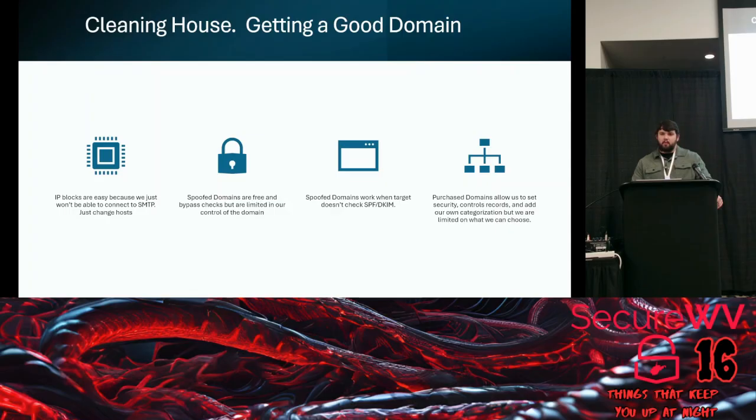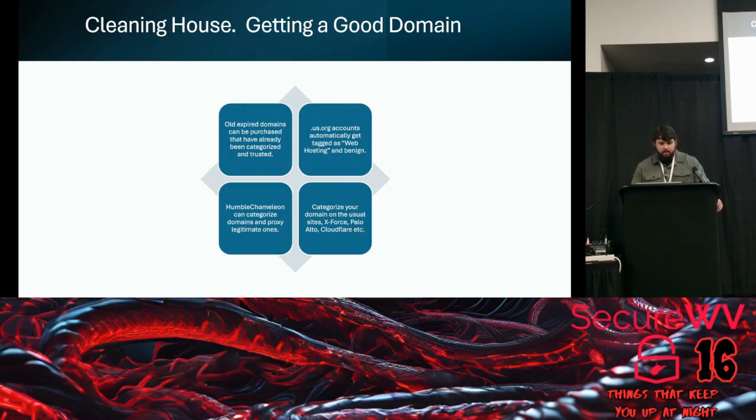You wouldn't want to use a porn site to try to phish a corporate organization because those are blocked. So reputation and categorization is king. Let's see, there's a few different ways to categorize a domain if it's not already categorized to what you want. Humble Chameleon is a custom-written tool. You can find it on GitHub.